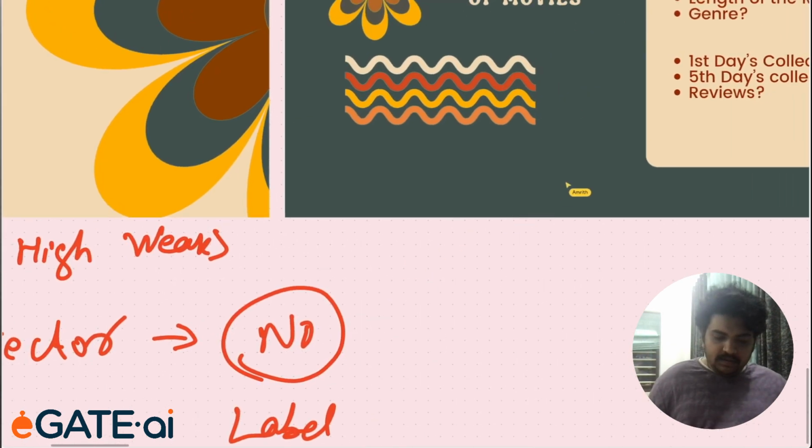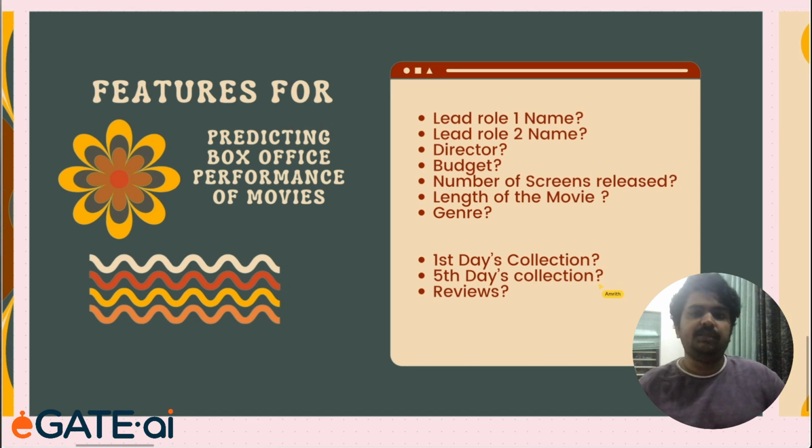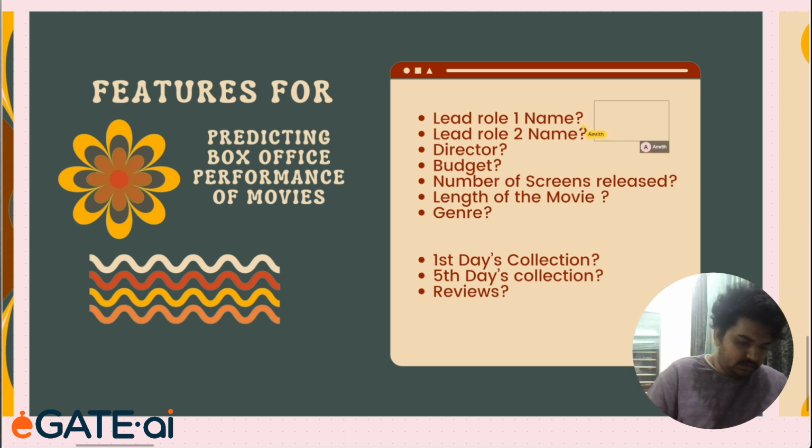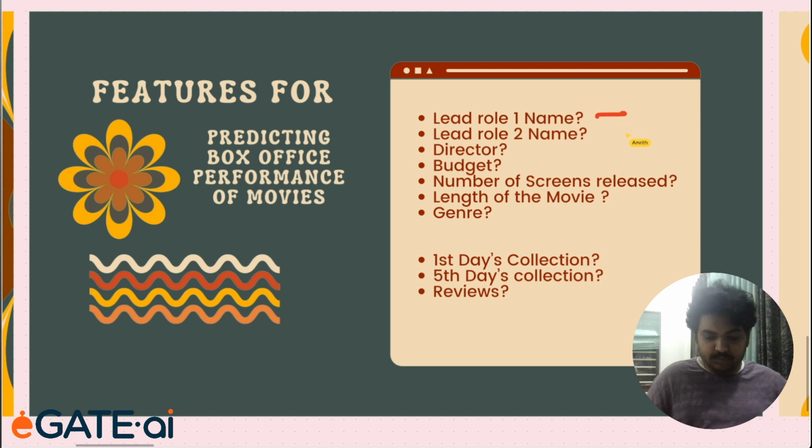Now let's get back to the first question we started off with. What do you think would form good features for this task? Should we include the lead role name? Should we include the second lead role's name? Let's not commit to anything, but let's say, should we include the lead role 1 name? Should we include the lead role 2 name? Should we include the director? Should we include the budget?